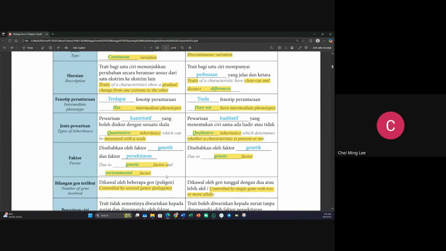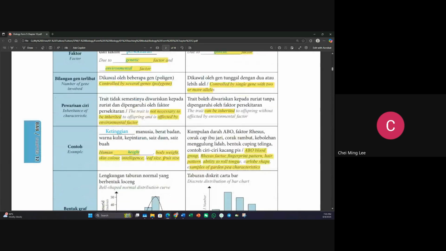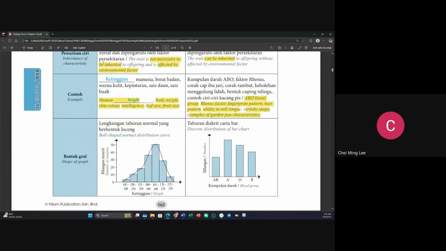The trait doesn't necessarily have to be inherited by offspring, and mostly is affected by environmental factors, like human height, body weight, skin color, intelligence, leaf size, fruit size. These are affected by the environment. Like when you are befriending lots of geniuses, normally genius will only be friends with genius. Why? Because this is how the pattern is. You will be a genius as well, at least you will be an intelligent person. Something like that. So the shape of the graph normally shows a normal distribution curve, which is a bell shape.